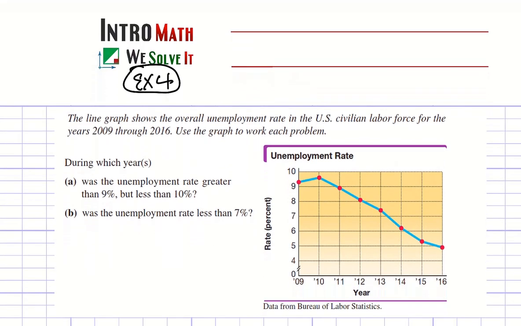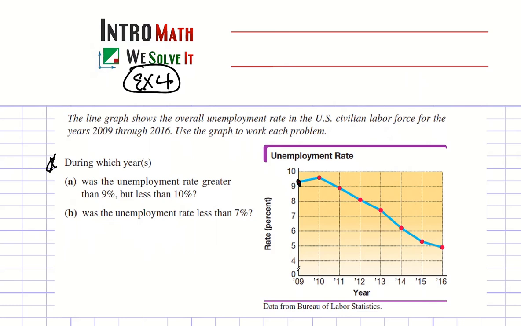Okay, look at this one. It says, the same graph, during which year was the unemployment rate greater than 9%, but less than 10%? Okay, well, you know what you're talking about, because it decreased. In other words, the year they're talking about, it was between 9% and 10%. And then second question, was the unemployment rate less than 7? Okay. So they're talking about 9% right here.